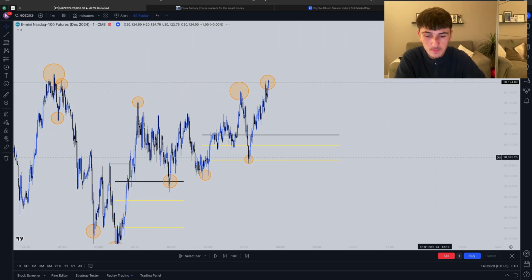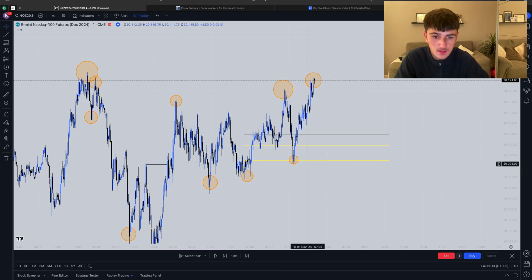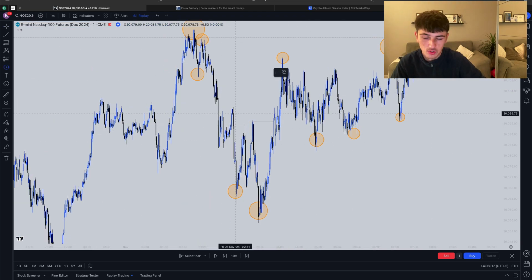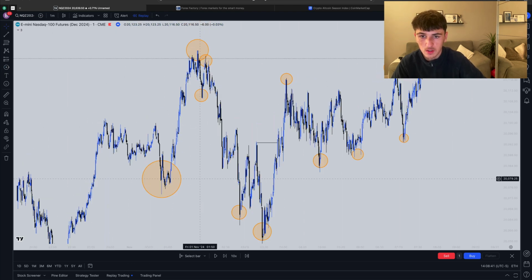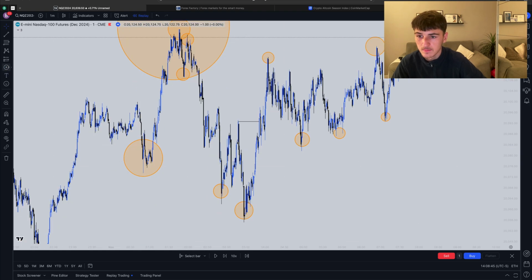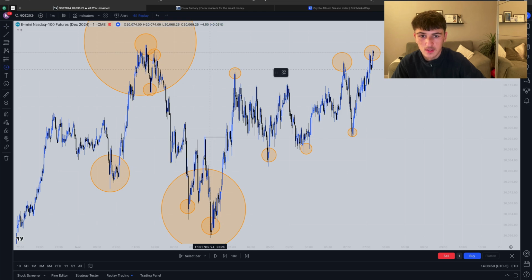It's really simple. You look for your clear and obvious swing highs and swing lows. So you should be able to look at this now and pick out the obvious highs and lows. That there is an obvious low. Okay, this is an obvious high. Obvious low. Okay, you get the point.